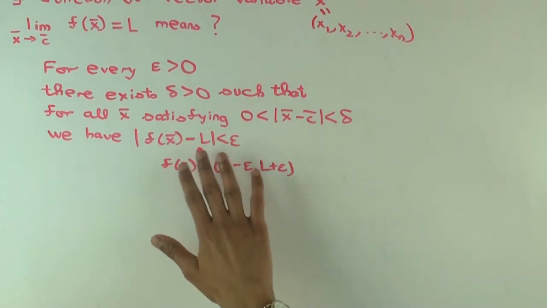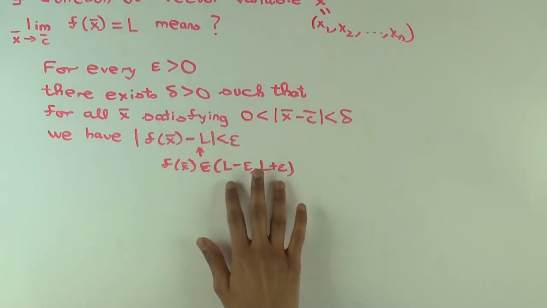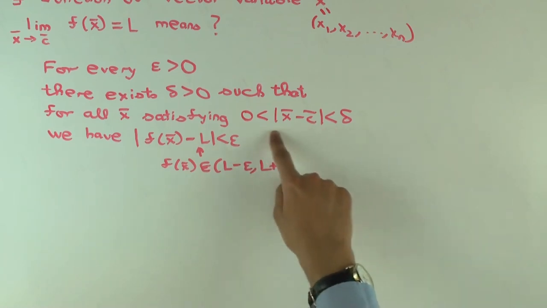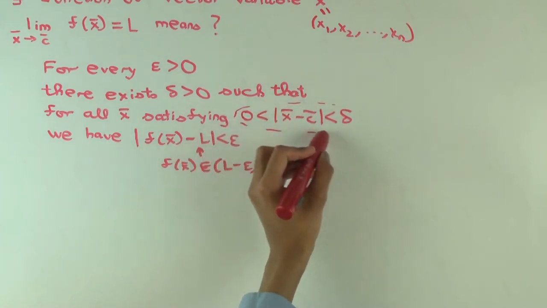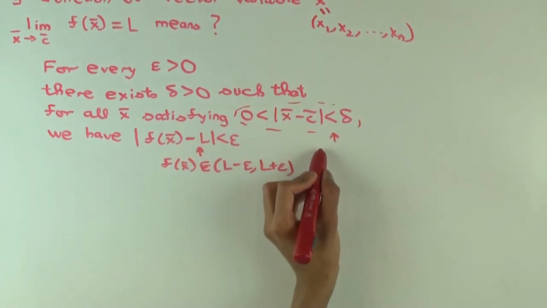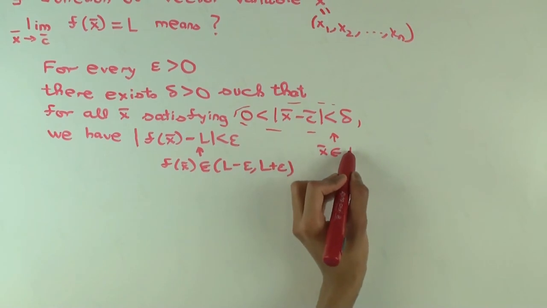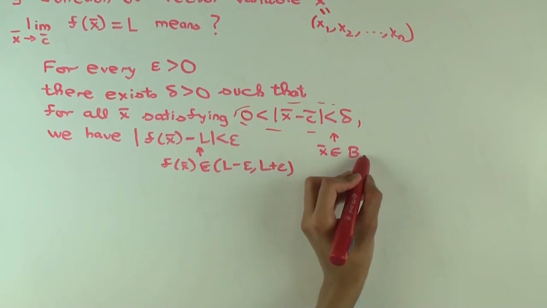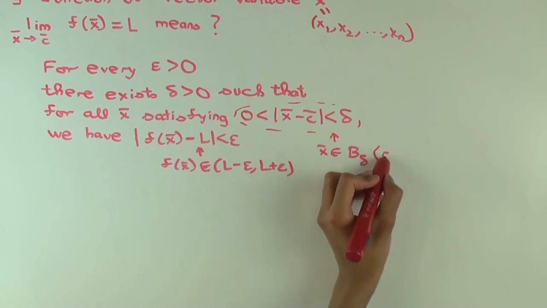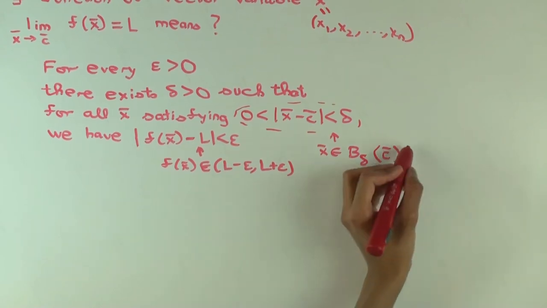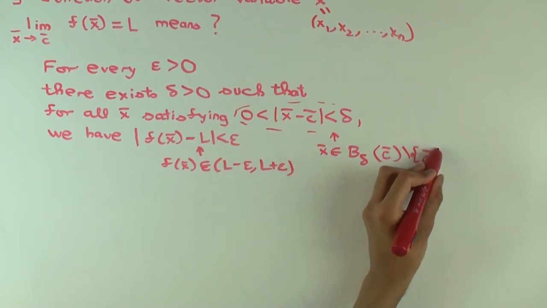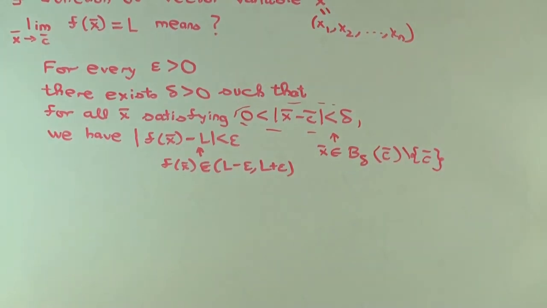Because here it's just a function of one variable. So the usual one variable ideas work. What is this thing here saying? It's saying x is in the ball of radius what? Delta. Delta centered at C. Except you're excluding what point? C. C itself. Because that's the point where you're taking the limit. So we don't want to consider the value at the point itself. Okay? So that's what this is saying.